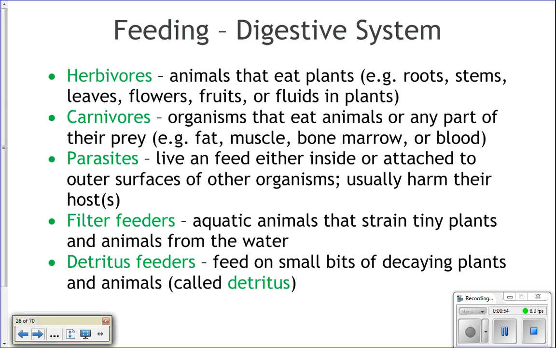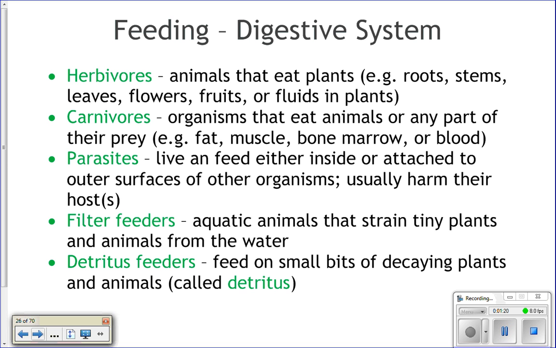So you have things that will be herbivores, which we've previously talked about. Those are things that are only going to eat plants and eat plants solely. So those are going to be eating things like roots, stems, leaves, flowers, fruits, etc. You also have carnivores. Those are going to be things that are eating other animals or any other part of their prey. So whether it's blood or muscle or fat.